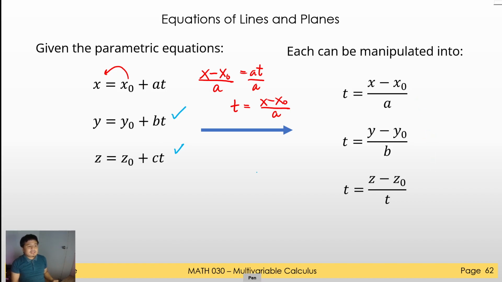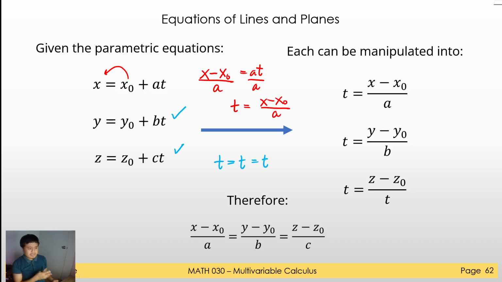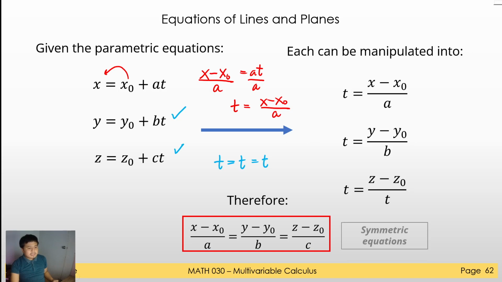So if we equate these three equations, when we say t is equal to t is equal to t, then we will have these equations that are actually called the symmetric equations. So this is just another way to represent your equations.